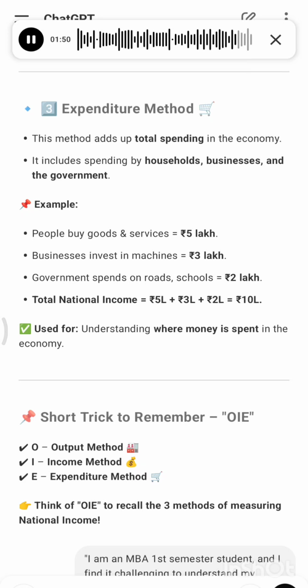Short trick to remember, OIE. O, output method. I, income method. E, expenditure method. Think of OIE to recall the 3 methods of measuring national income.